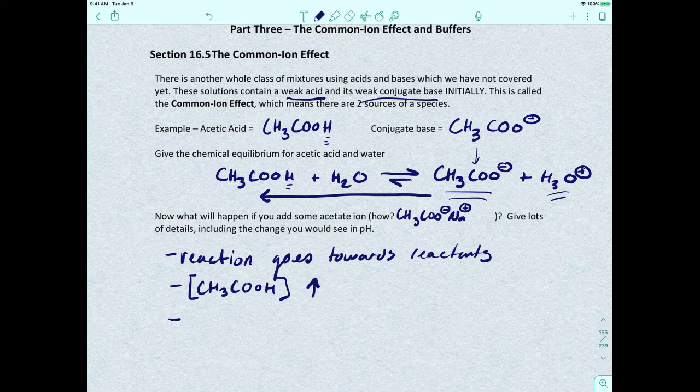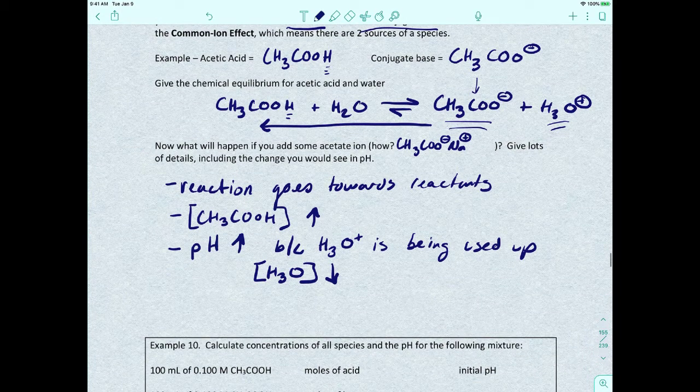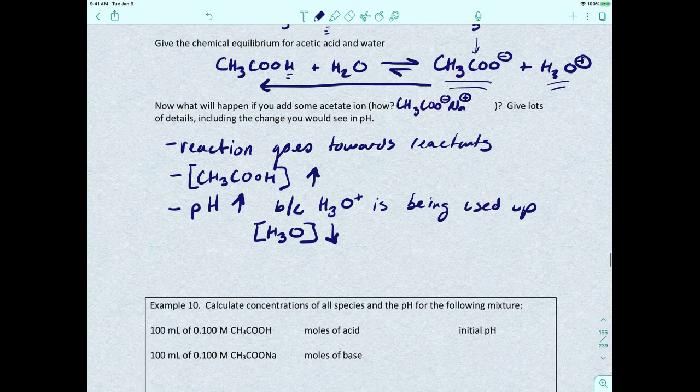That means that the concentration of acetic acid will increase, and that also means that the pH will increase because the H3O plus is being used up. Since there's going to be less H3O plus, the solution is going to become more and more basic. So we're noticing that the concentration of H3O plus goes down because you're using it up to make more acetic acid. That's pretty much what we expect.